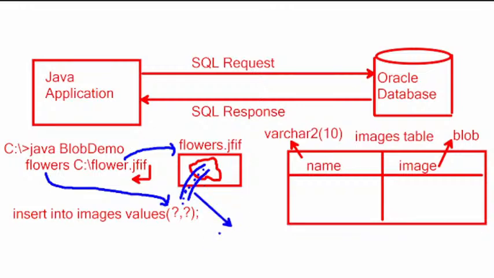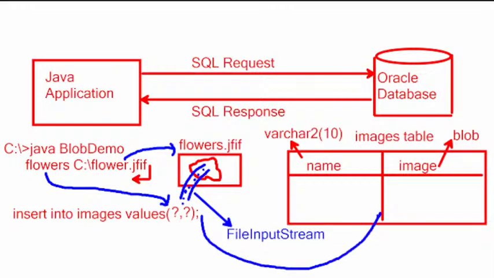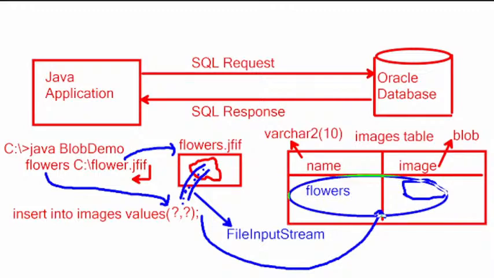That is the stream we have to create. Stream data we have to pass. File input stream we have to pass. Then what will happen? This is executed. Then here what will be stored? Flowers. Here what will be stored? Image. So this is our task.